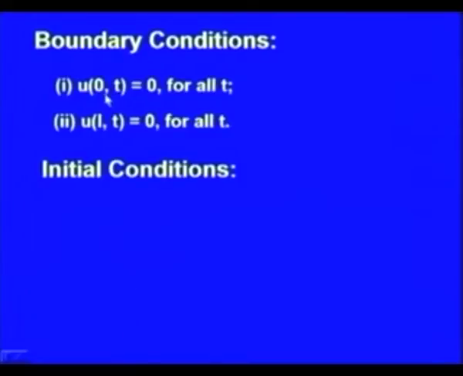Now, the boundary conditions in this case are u 0 t equal to 0, because the ends of the string are fixed. So, there is no displacement at the ends of the vibrating string, that is at x equal to 0 for all time t, there is no displacement. So, u 0 t is equal to 0. Further, at the other end, that is at x equal to L, for all time t there is no displacement. So, u L t is equal to 0.